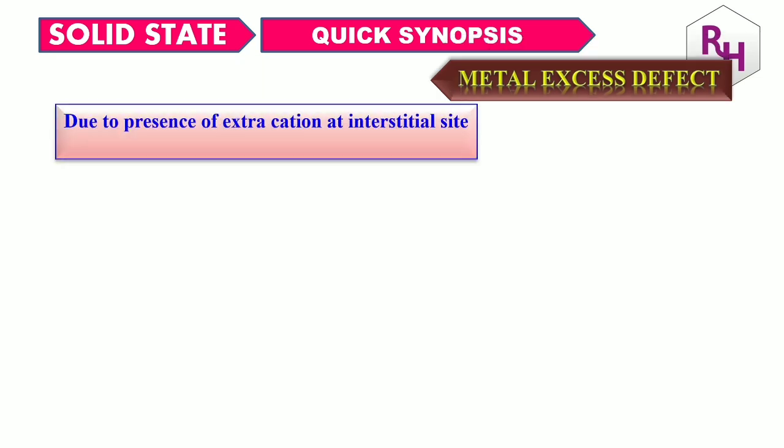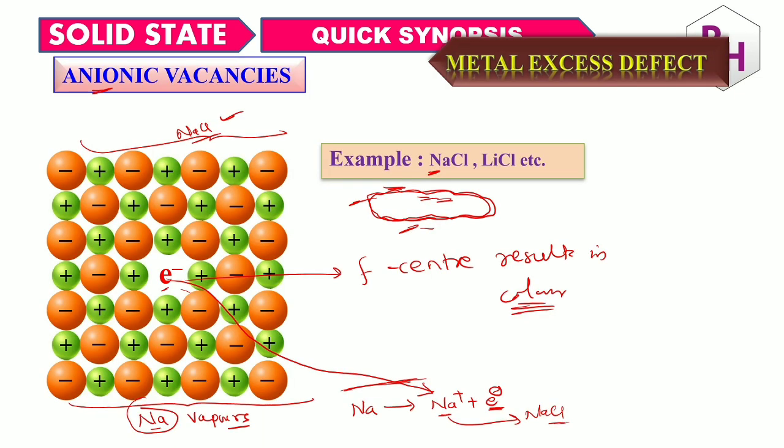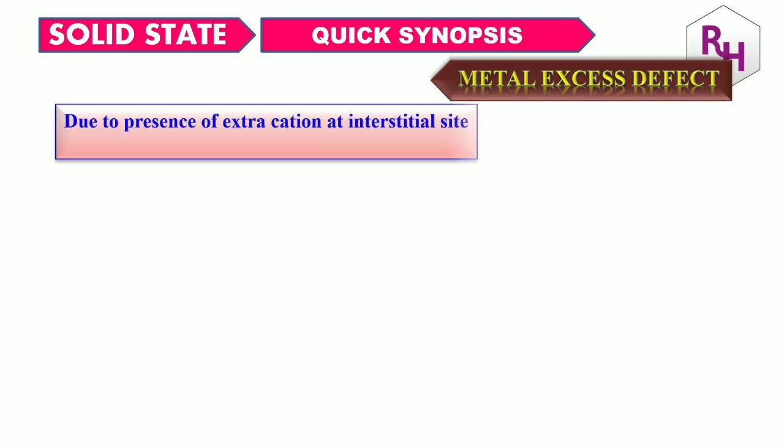Then metal excess defect. Two types we will tell, that is anionic vacancy and cationic vacancy, right? Due to the presence of an extra cation at the interstitial site, this is called metal excess defect.